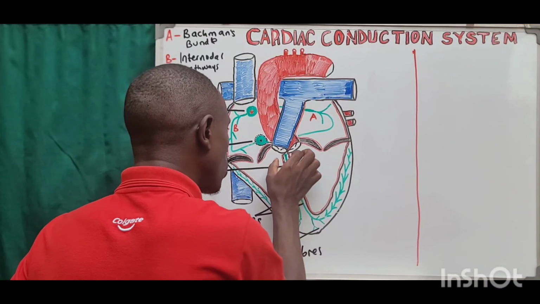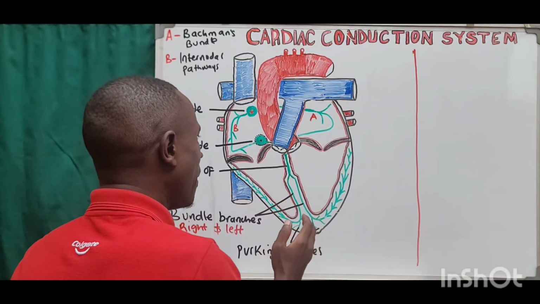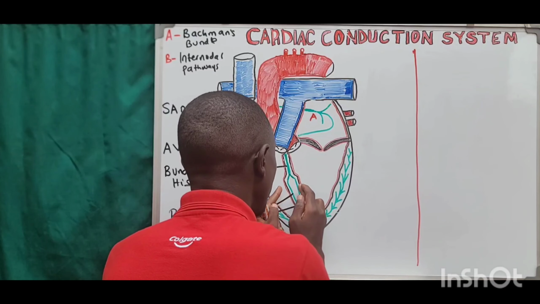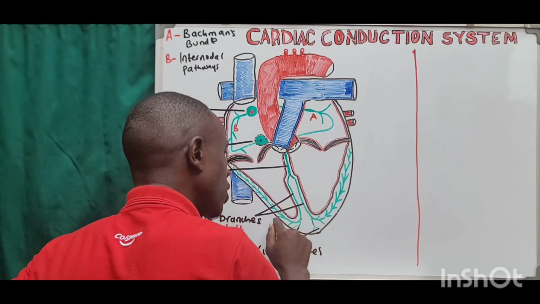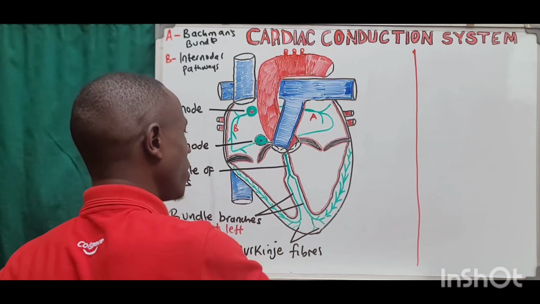Now, this bundle is going to be passing through this tissue structure, which we are calling the ventricular septum. But eventually, it is going to be splitting into two. Okay, it is splitting into two. This one is going to be what we call the right bundle branch. It goes down and then it starts splitting into tiny fibers.